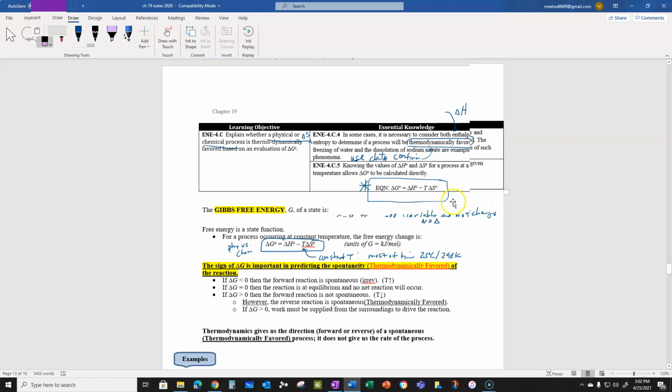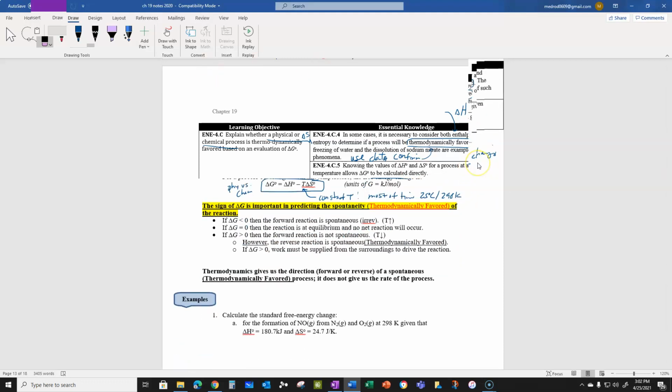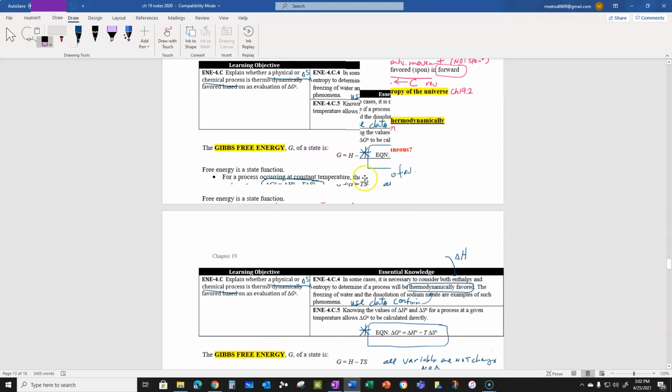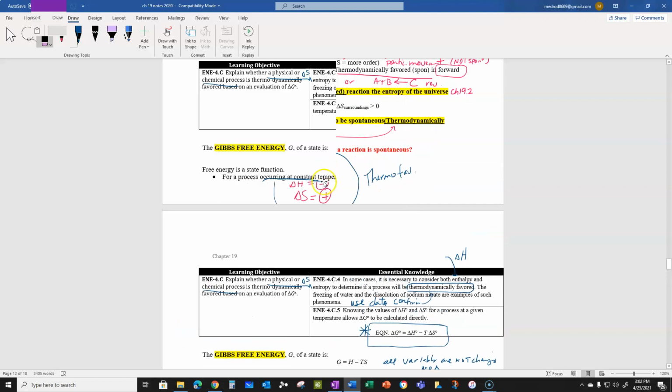Let me do some playing with the units right here. Let me do it in a different color. Usually G is kilojoules per mole. We already know delta G, you're going to see a huge correlation with these two values, G and H, big time when I get to 19.6. They go hand in hand. And how do you know that? Because look at what we just did right there. For thermodynamically favored, both of those values better be negative.